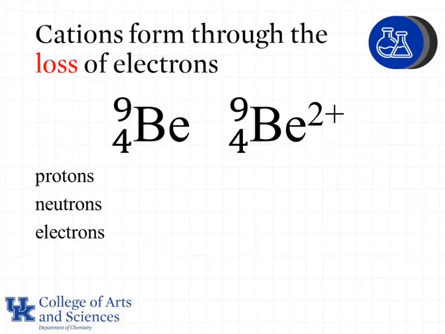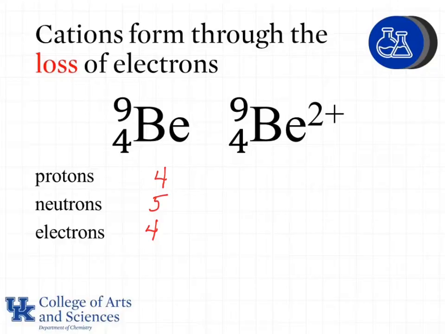Let's look at an example of how a cation forms. We know it forms through the loss of electrons. When we look at beryllium, we see it has 4 protons, 5 neutrons, and 4 electrons. When we look at the ion that forms, if we go back to the electron arrangement, we'll see that we have 2 valence electrons in beryllium, and so it's going to lose those 2 electrons because it's going to try to look like the nearest noble gas, which for beryllium would be helium, which has 2 electrons.